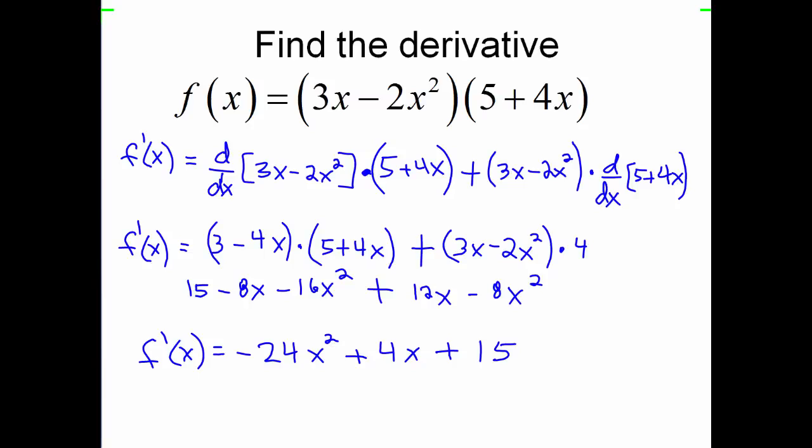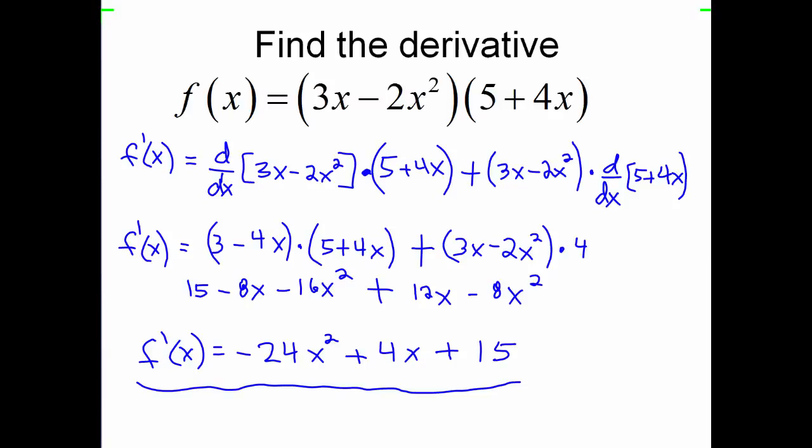And don't get lost in all this work. You have to remember what you're finding. When you find the derivative, this means that you have just found the equation to find the slope of the tangent line at a specific point that you need. So this is the equation to find the slope of the tangent line to this curve right here.